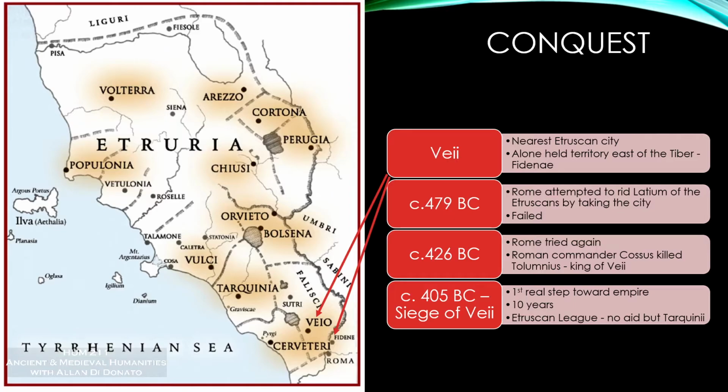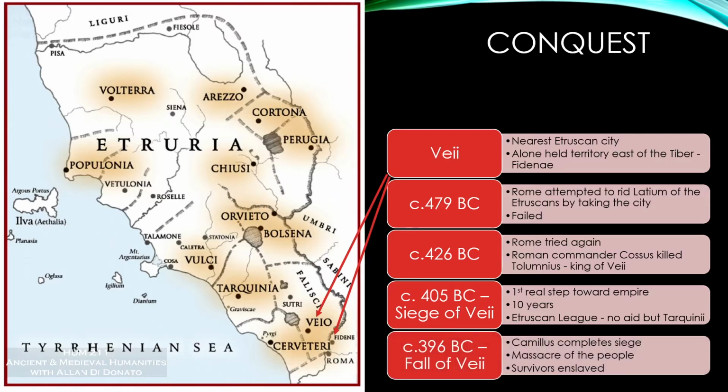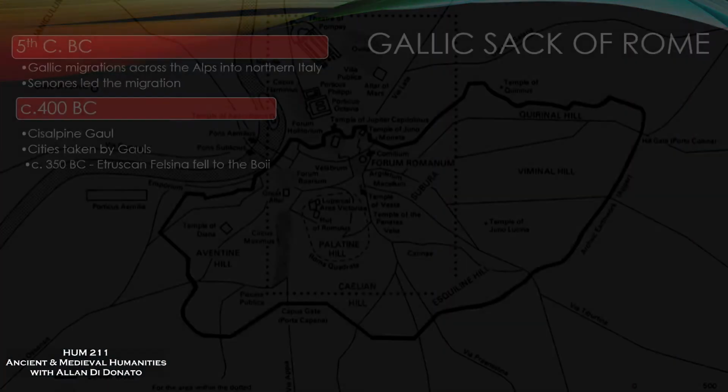The Etruscan League doesn't aid Veii, with the exception of the city of Tarquinii, but ultimately by 396, Veii falls, thanks to the Roman commander Camillus, who completes the siege, massacres the population, enslaves the survivors, and then at the site of Veii, you have a Roman settlement established, kind of a Roman outpost. That's, I can say, our first external conquest. This is the beginning of the Roman Empire, and it's a very small empire. And it preceded the original setback to the growing Roman Empire, and that's going to be at the hands of a new group who I'm going to introduce into the story, which are the Gauls.